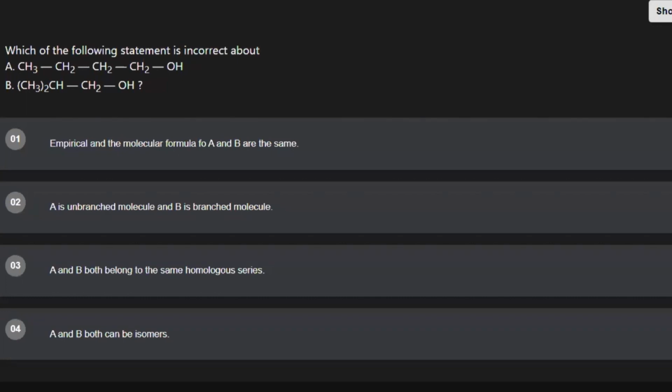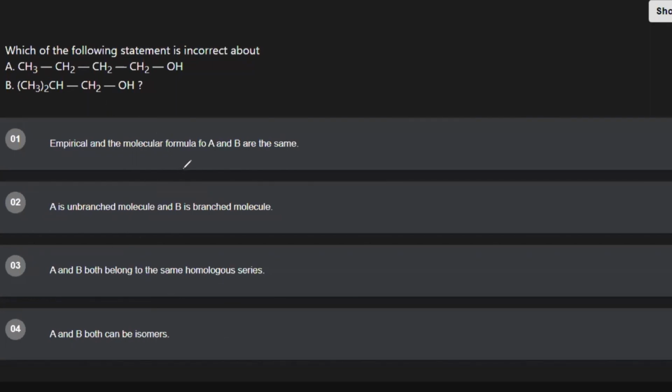Now that we have covered the theory for this topic, let's have a look at a few past paper questions. Which of the following statements is incorrect? Now, we have been given 2 molecules, A and B. Statement 1 says the empirical and molecular formula of A and B are the same. A is unbranched, B is branched. A and B both belong to the same homologous series. A and B both can be isomers.